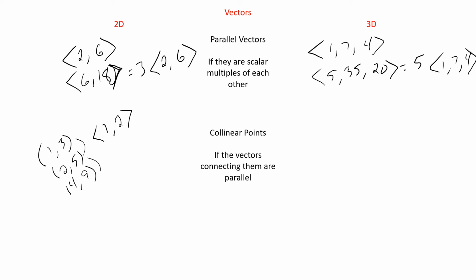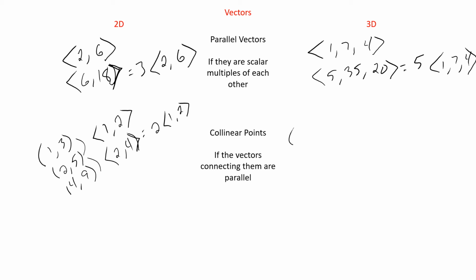And then these ones, 2 to 4 is going to be 2. 5 to 9 is going to be 4. Hey, this one's just 2 times (1, 2). So these 3 points are collinear because the two vectors are parallel to each other. For 3 dimensions, same exact thing.